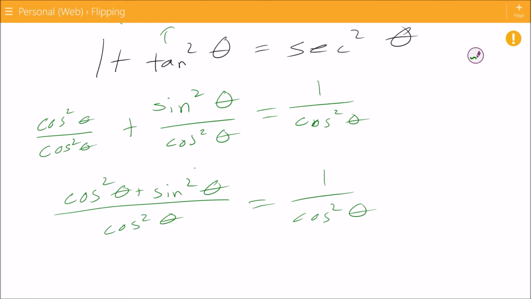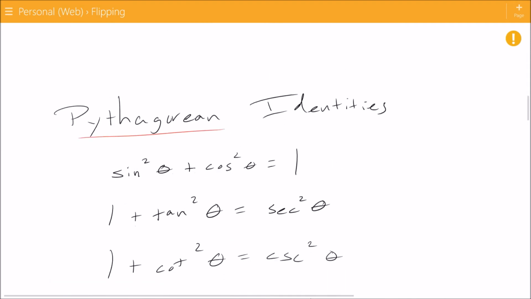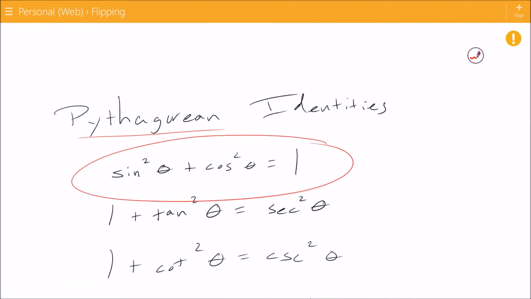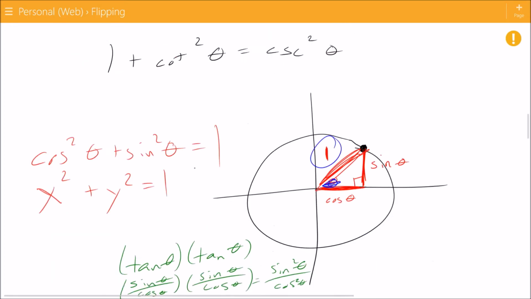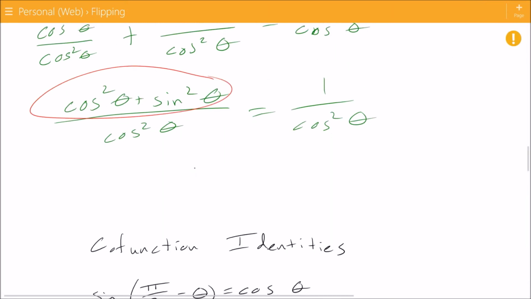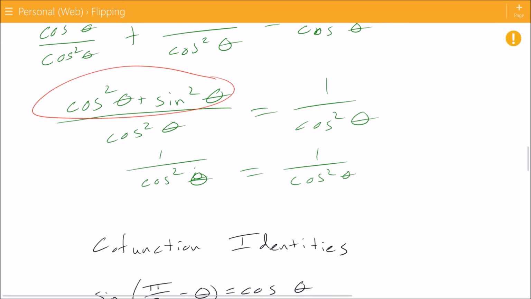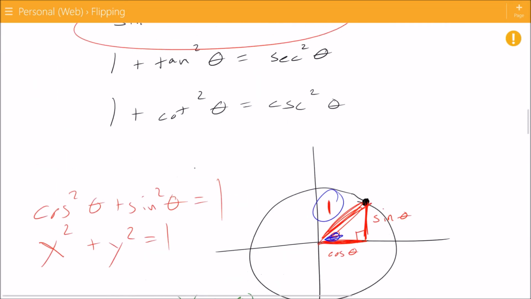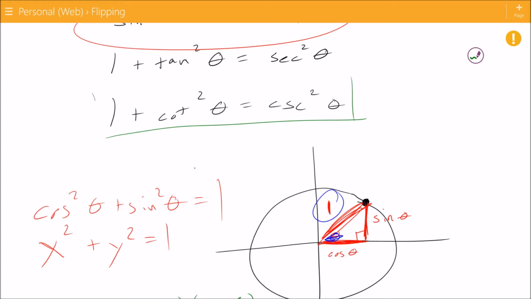And then here, this we just saw moments ago back here, that if I add sine squared theta plus cosine squared theta, that will give me 1. I have that here, so I can substitute, and I can say that 1 over cosine squared theta equals, well, 1 over cosine squared theta. That's it. That's why it's true. We can do the same thing for this one here as well, except instead of everything being over cosine, it would be over sine.